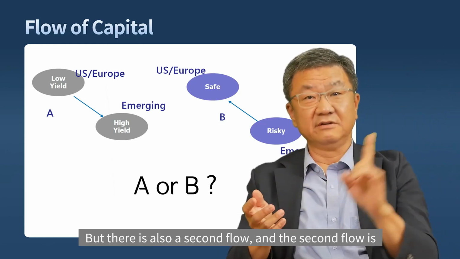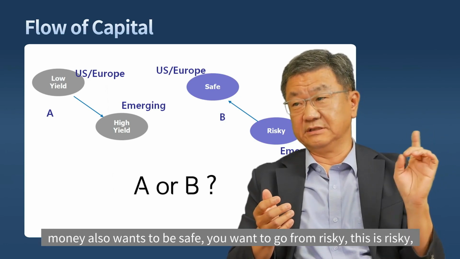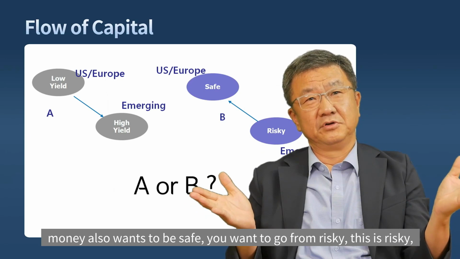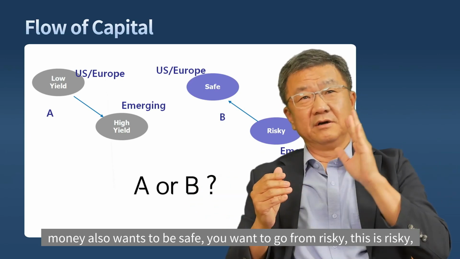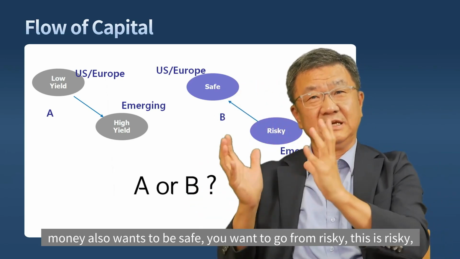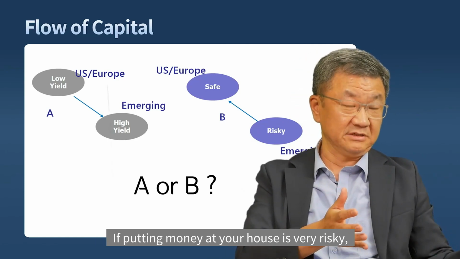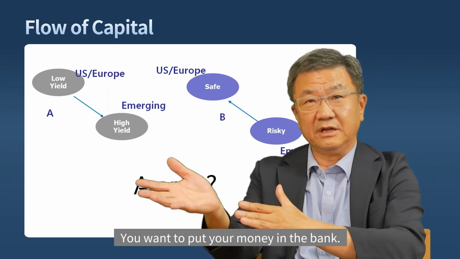But there is also a second flow. And the second flow is this. Money also wants to be safe. You want to go from risky to safe. If putting money at your house is very risky, you want to put your money in a bank, right?